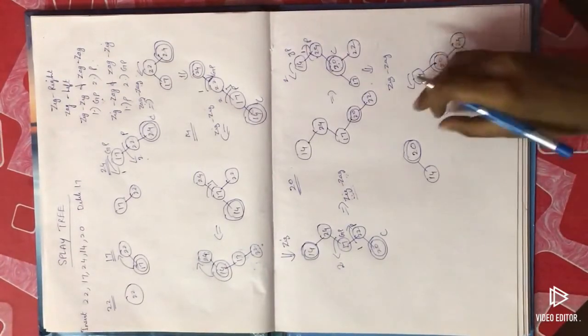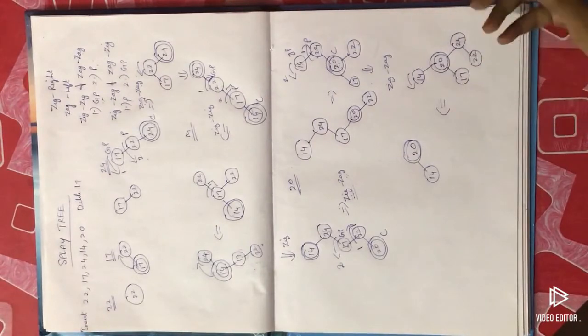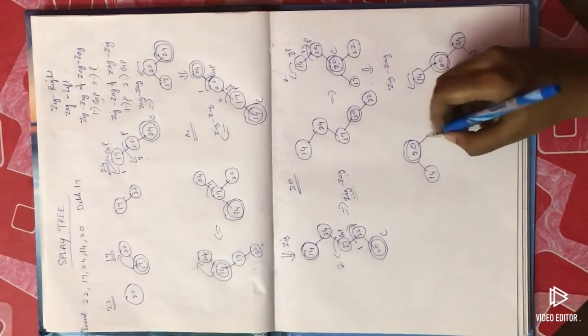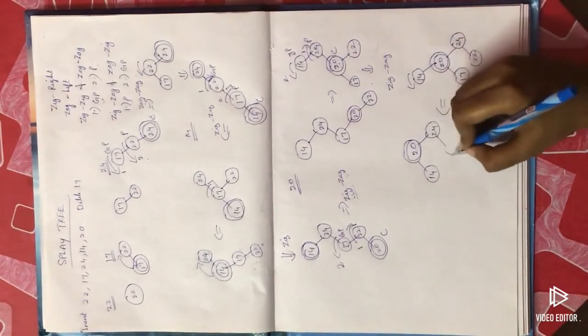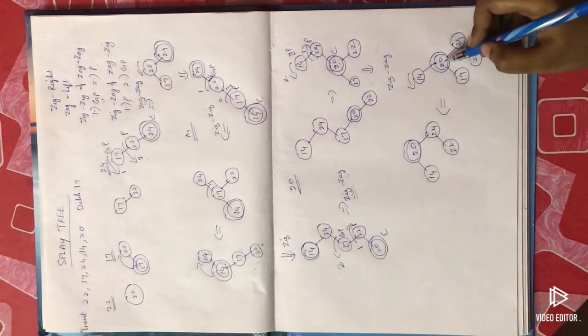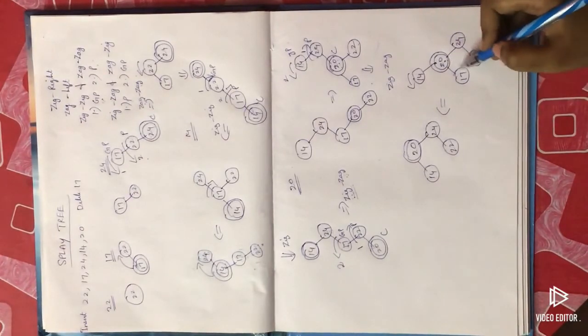Then we will complete this right side, then we can fill the left side. So at the right of 20, 24 and 22 are here. Now there will be a doubt. So at the left side of 20, 17 is here.